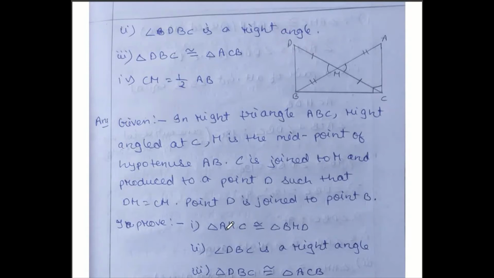So first we are going to prove triangle AMC and BMD both are congruent. This one and this one both are congruent. So to prove these two triangles congruent, these two parts are already equal. These two parts are also equal. These angles are vertically opposite angles. So by side angle side, we can make them congruent.